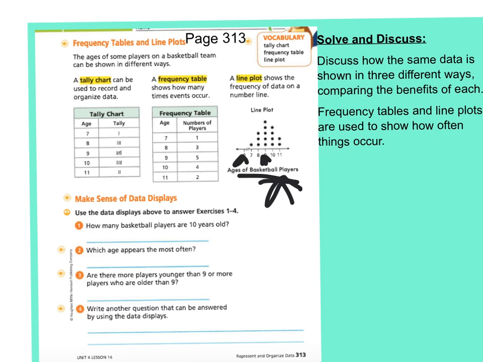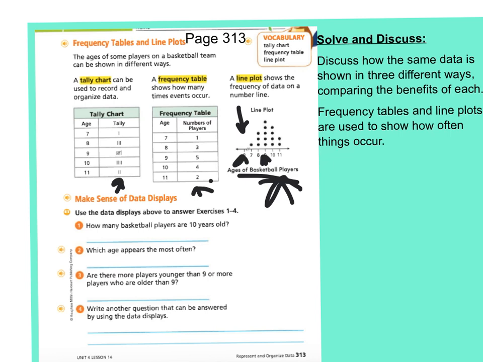Now, a frequency table shows how many times events occur. So if you look at that 7, there's only 1 player, and that's where you only have that 1 dot. A tally chart is really a frequency table, except you're using tally marks instead of numbers. So they're kind of all related.